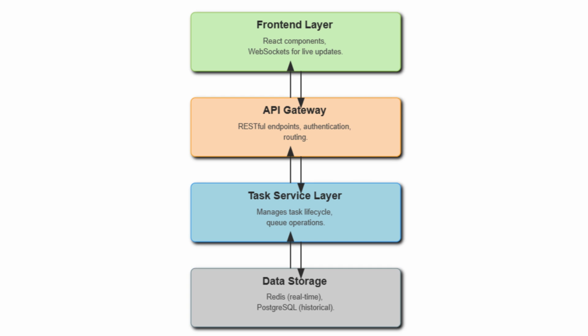Finally, for data storage, we leverage a dual approach. Redis for its speed in managing real-time metrics and queue states, and PostgreSQL for robustly storing historical task records and audit trails, ensuring data integrity and long-term analysis. Understanding the components is one thing, but seeing how data moves through them is key. Our dashboard's control flow and data movement happen across three primary streams.